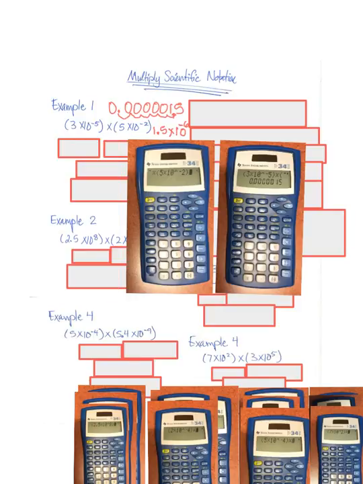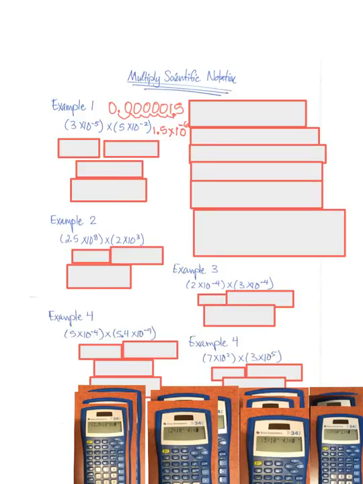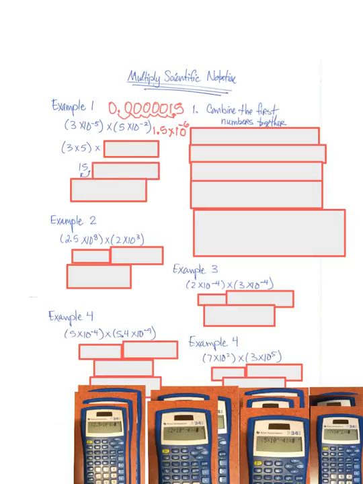So let's understand the reason why. Let's get rid of our calculator stuff and walk through the steps of understanding how to do this by hand. So one, we want to combine the front numbers first. So we want to go 3 times 5, and we get 15. Then our second thing is we want to combine the 10s together. So we have 10 to the negative 5 times 10 to the negative 2, and we want to figure that out and combine them together.